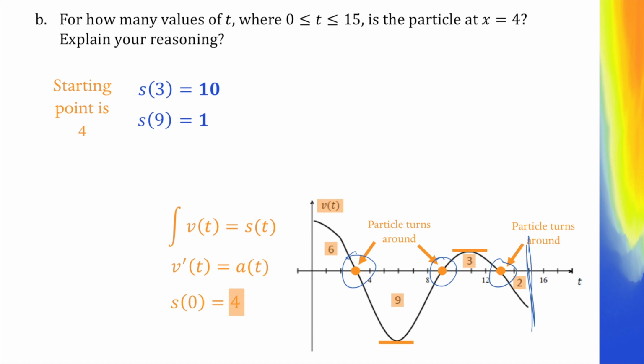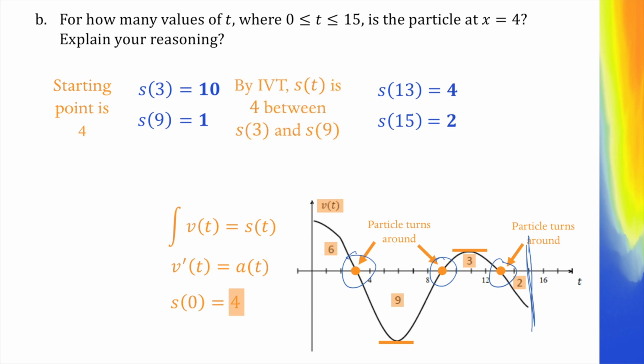S of 3 is 10. S of 9 is 1. S of 13 is 4, and S of 15 is 2. Okay, so by the intermediate value theorem, somewhere between S of 3 and S of 9, there's a 4, because there's a 4 tucked in here between 1 and 10.